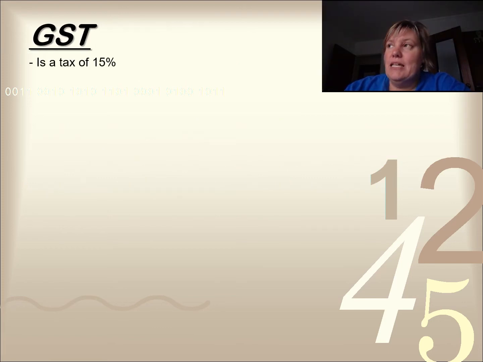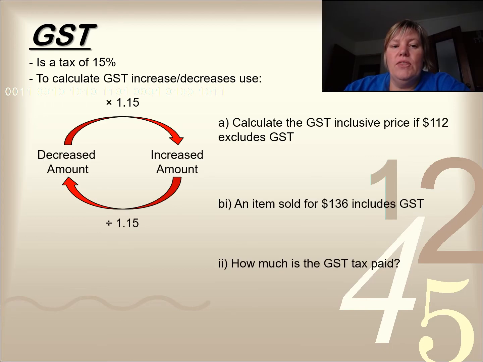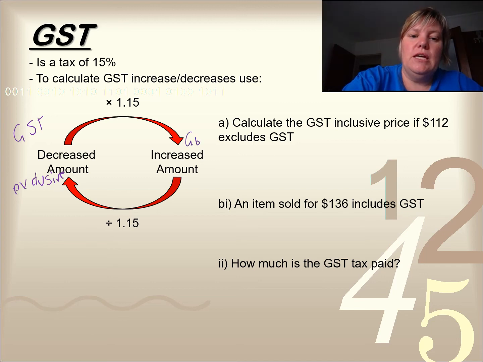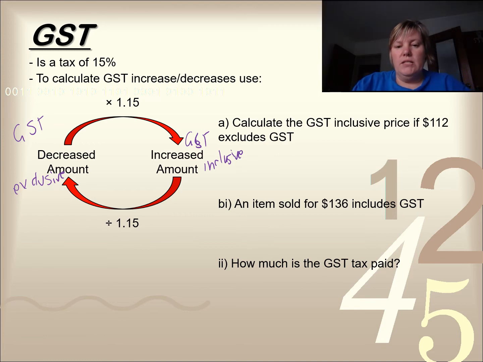All right, here we go. Now it's a tax of 15%. The easiest way to do that is to use this little diagram. If you have GST, then in order to put it on, you have to multiply by 1.15, and to take it off, you need to divide by 1.15. You need to be a bit careful of the words here. This is GST exclusive, which means it doesn't have it in, and this is GST inclusive.